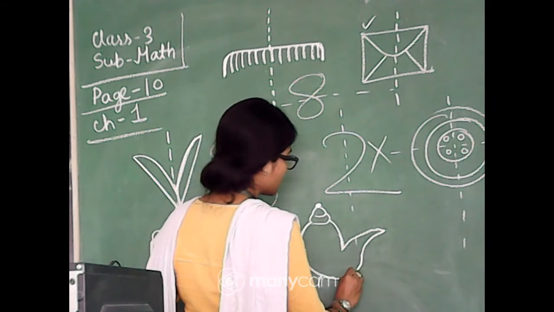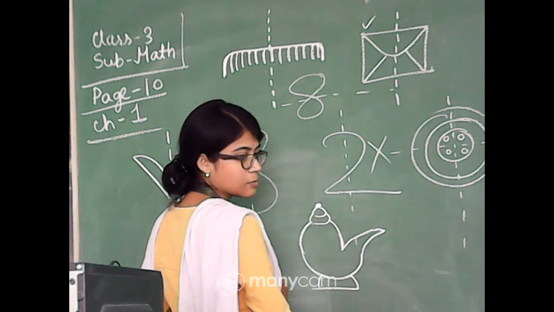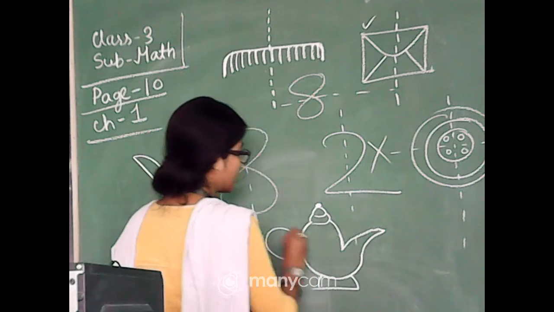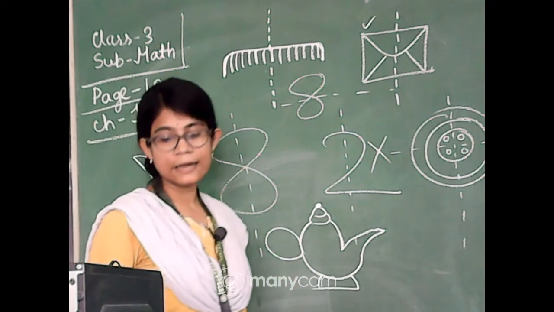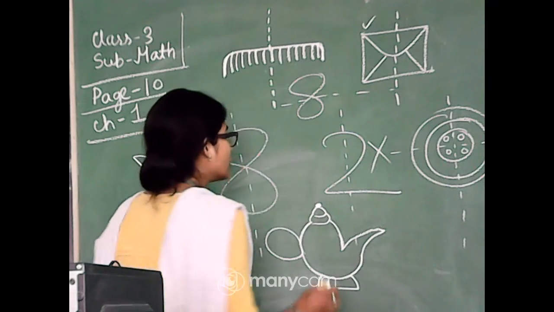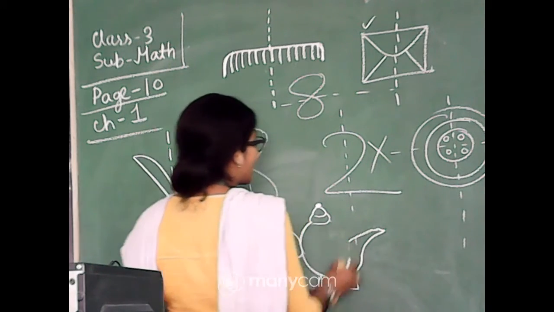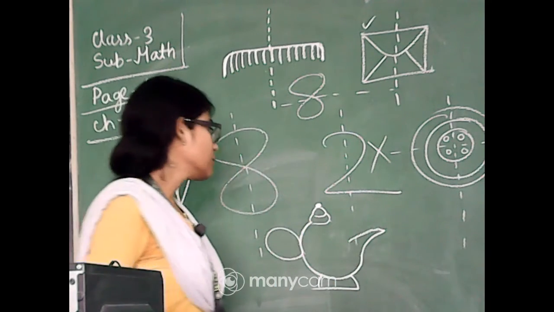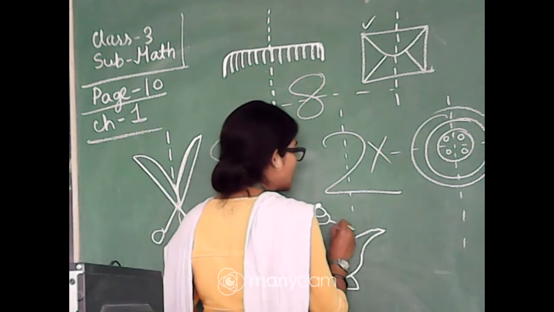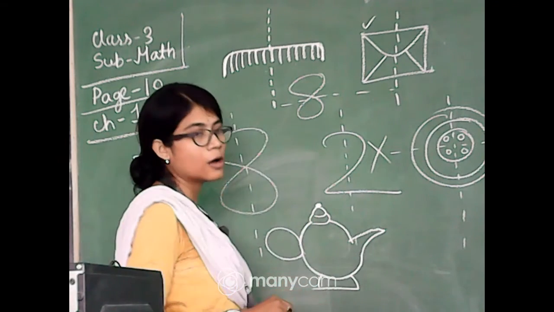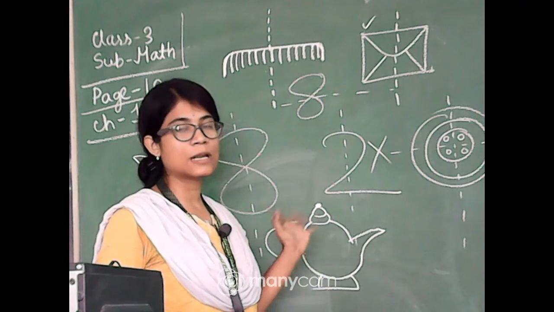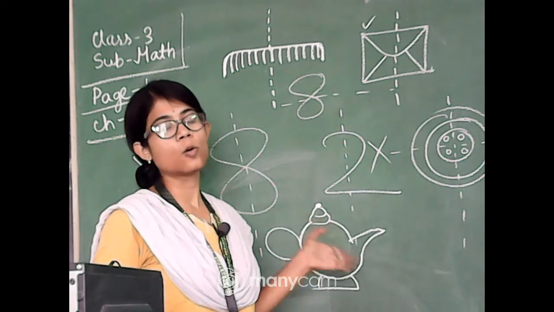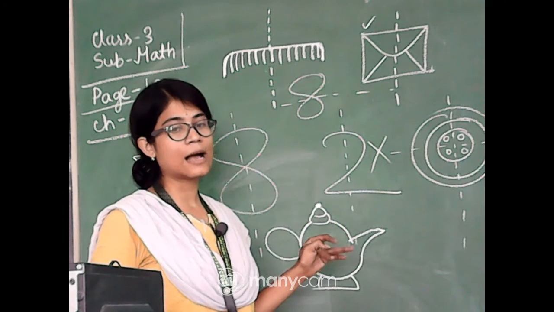It's not that much, just looks like a book, but still if you think. So now tell me, the teapot. Tell me, student, the teapot: can a dotted line divide it into two similar halves? Can you divide the teapot into two similar halves? Yes or no? I didn't get any answer.